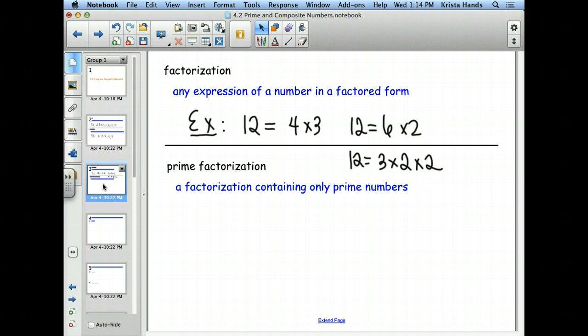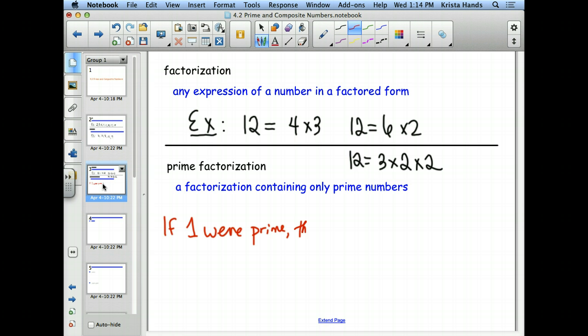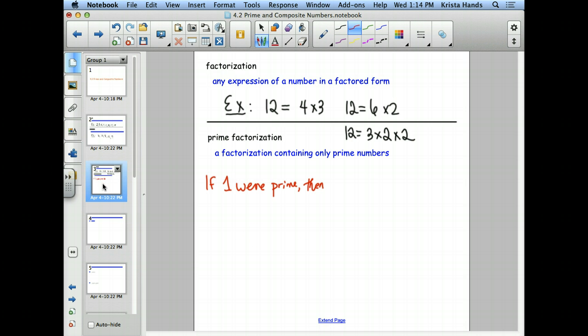Because if we included 1 as a prime factor, then there's lots of ways that we could write the number 12 as a list of factors. So consider this. If 1 were prime, then we could write down that 12 is 2 times 2 times 3, which we just did. But we could also write down that 12 is 2 times 2 times 3 times 1.